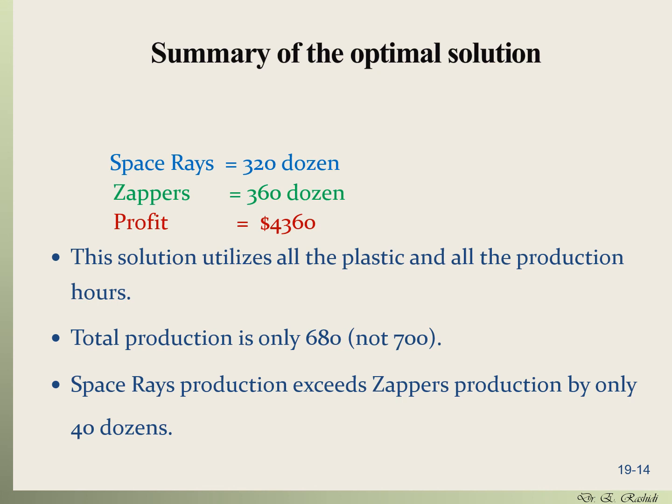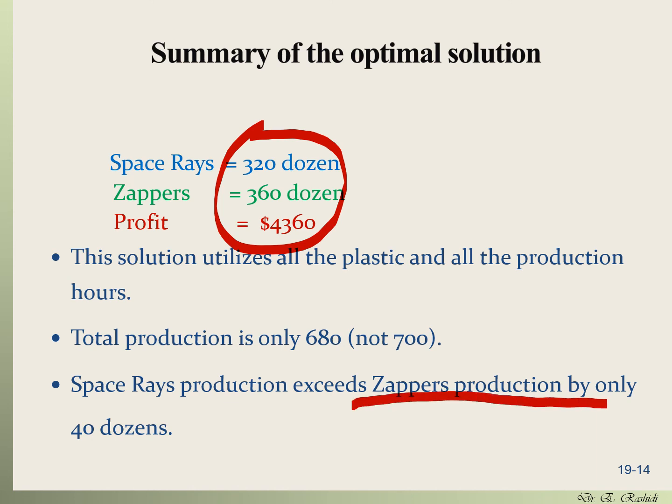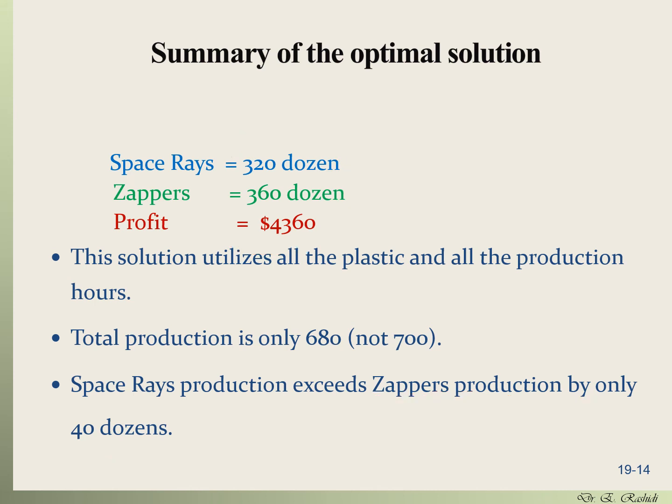This is a feasible optimal solution. And space ray production exceeds zapper production by only 40 dozens, which is less than 350, which was one of the constraints that we have. Okay, so this is our optimal solution, and we solved this problem using the graphical method.